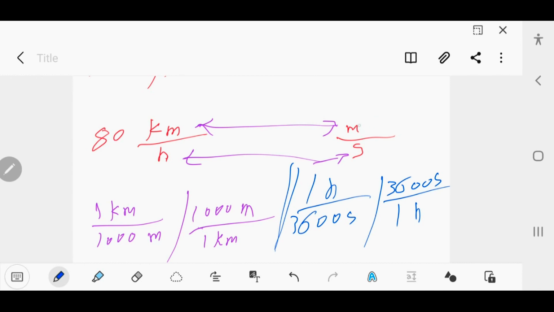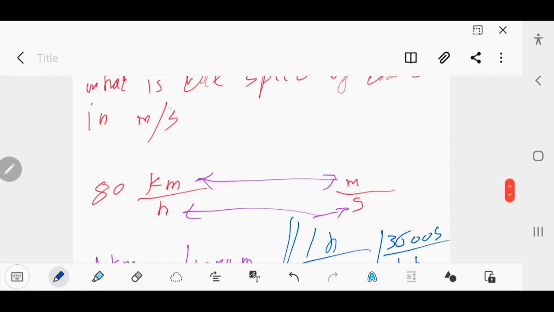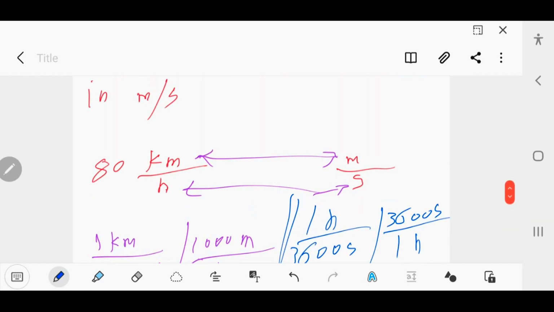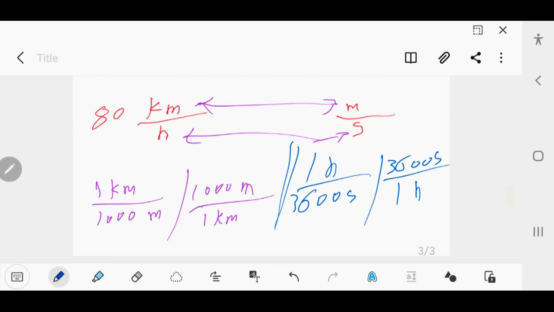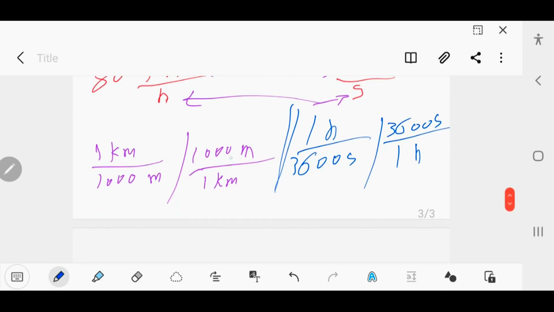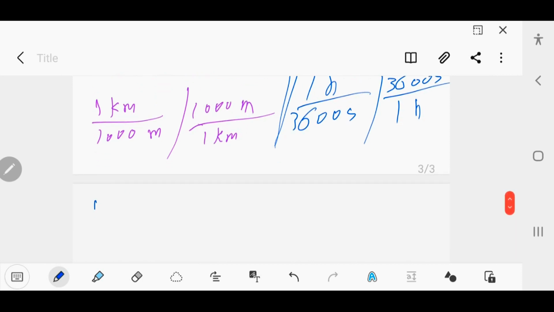The unit that the question is asking about is meter per second, where the distance is numerator, so we must choose the conversion factor where we have meter in numerator. So it will be the first one here, 1000 meter over 1 kilometer. This is the first conversion factor to convert.